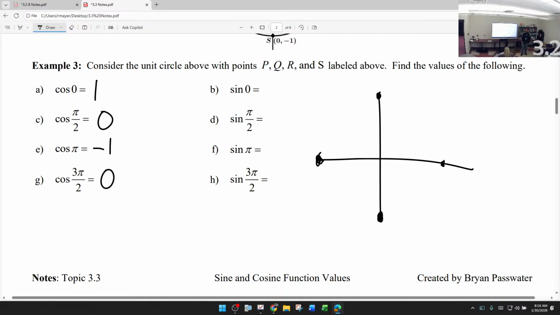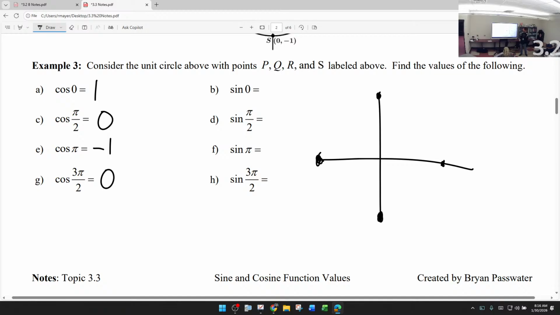Good? And now we got the sine of those same angles. 0, pi over 2, pi, 3 pi over 2. Yours is not going to be that easy because I'm going to give you some fourths and I'm going to give you some thirds and I'm going to give you some sixths. And some of them are going to be positive and some of them are going to be negative.